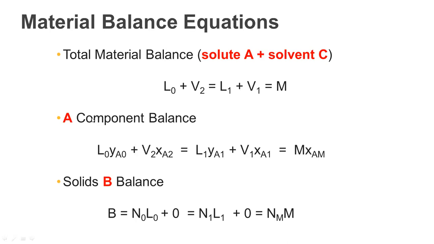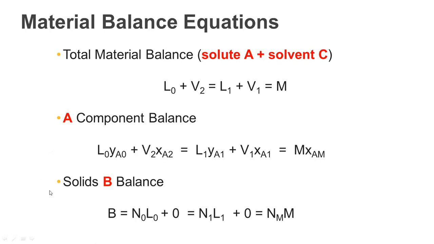And M is still referred to as the bulk phase. Now, when we make a component balance, or the solute component balance, we just multiply the streams that we have here by their corresponding concentrations. So for the L's, we multiply by the Y's, and for the V's, we multiply by the X, and for the M, we multiply by X also.